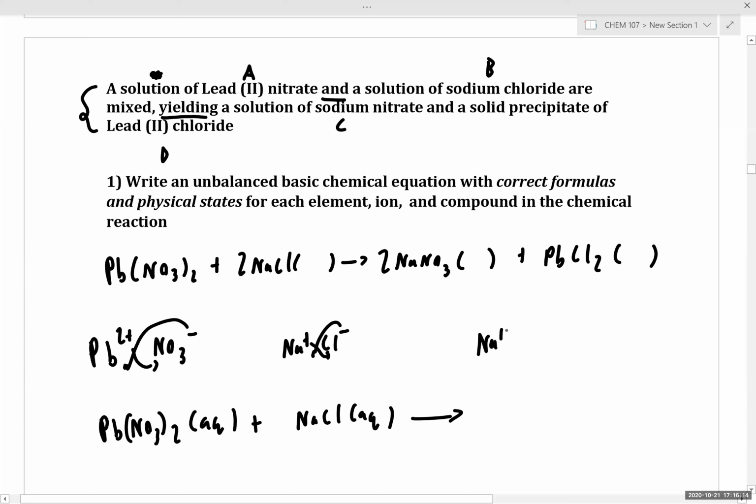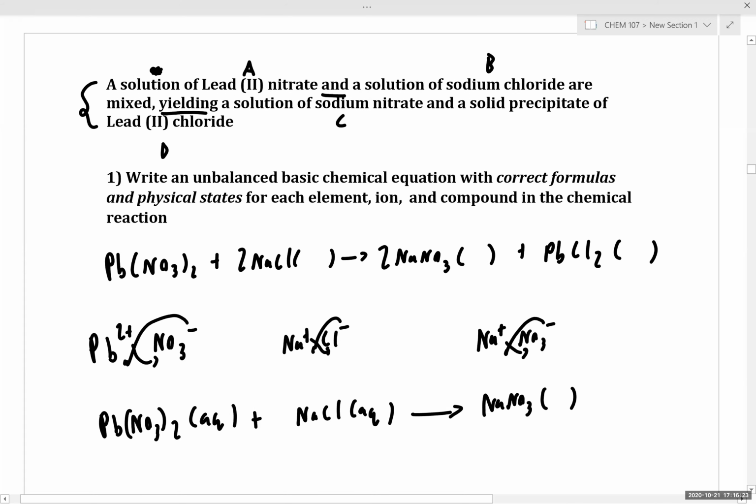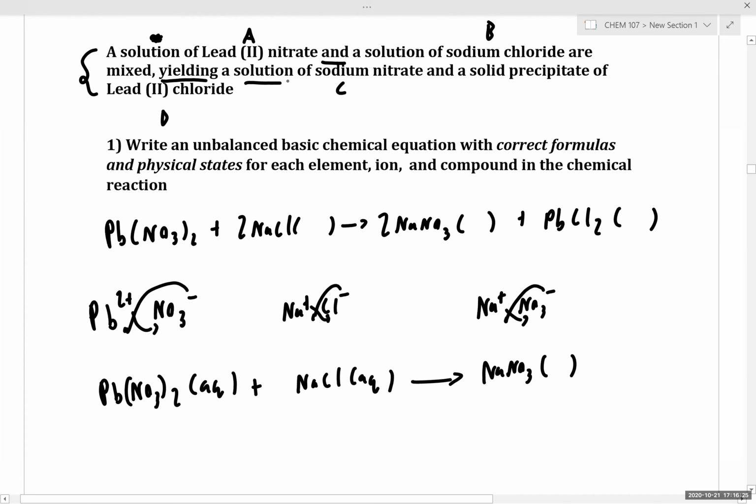Sodium nitrate, we have sodium plus and NO3 minus. We cross our charges, that gives us NaNO3. And what state symbol do we put if we have a solution? Aqueous. Yep, exactly right. We put an aqueous state symbol.